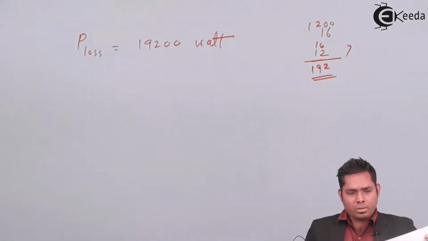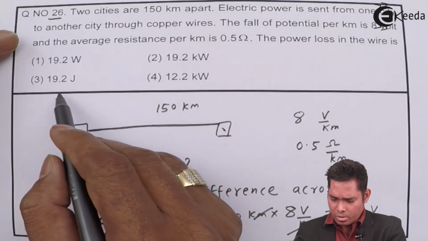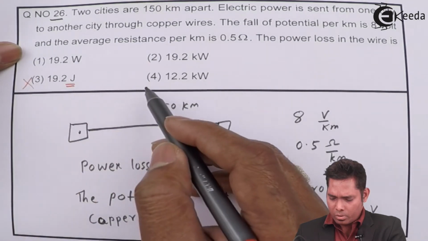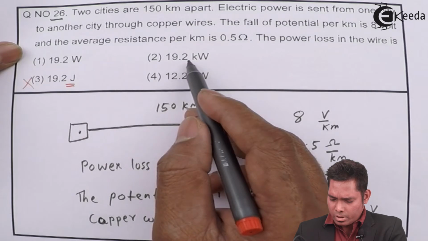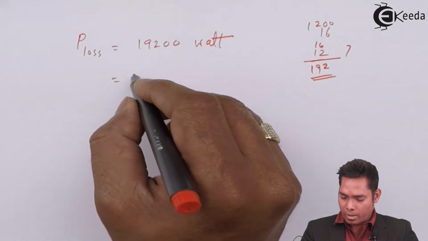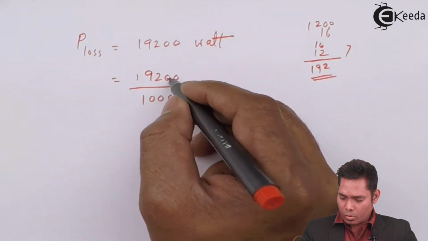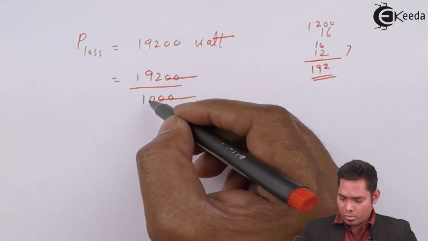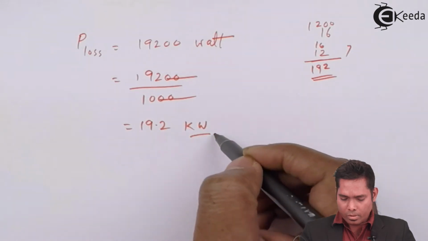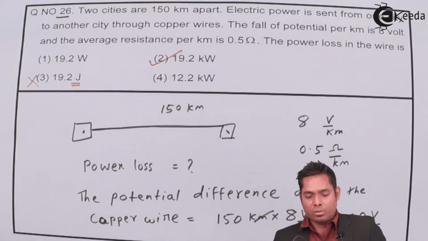If I see the options, the power loss should be in watt, not joule, because power loss is not in joule. The options are given in kilowatt, and if I convert this into kilowatt, I have to divide this by 1000. Two zeros cancel, and 192 divided by 10 is 19.2. This will be in kilowatt. So 19.2 kilowatt is the correct answer to this question.